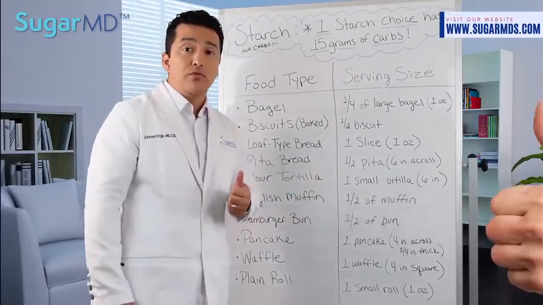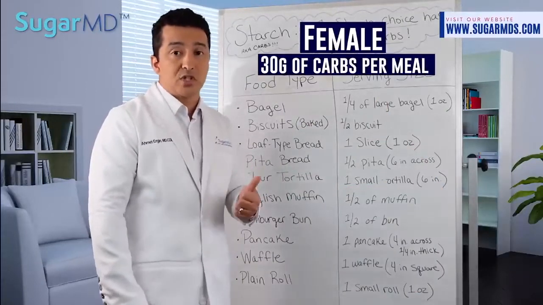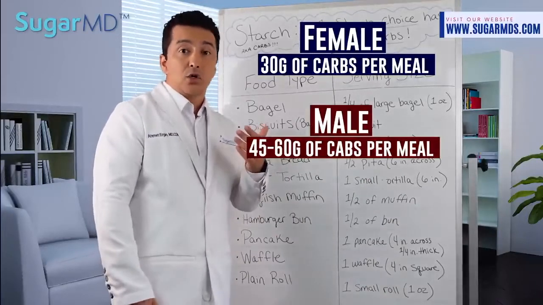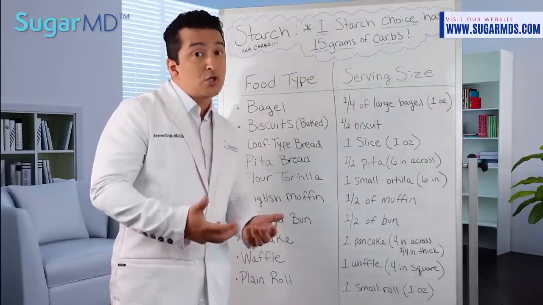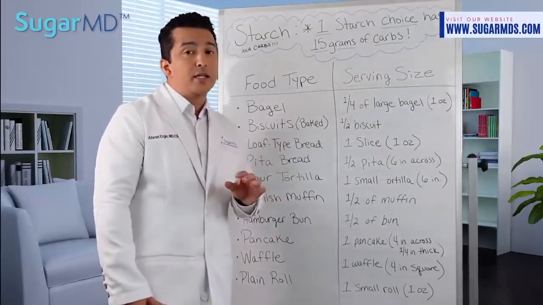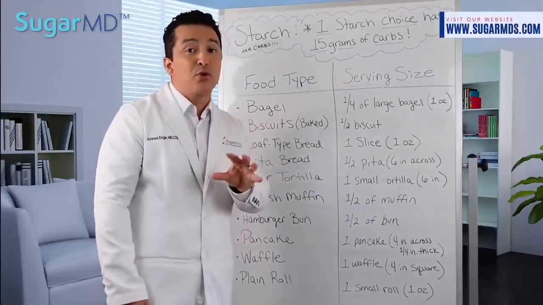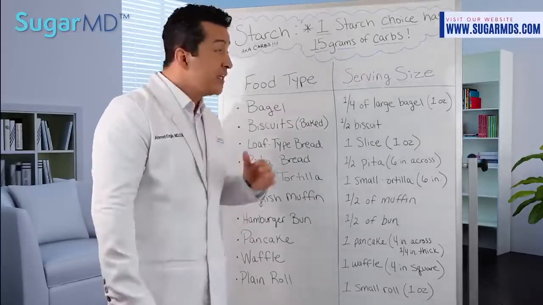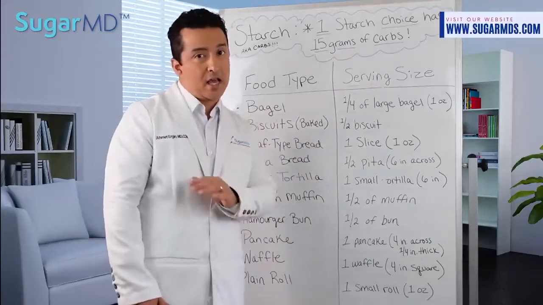A rule of thumb is that for a female, 30 grams of carbs per meal is a conservative approach, and 45 to 60 for a man is a conservative approach. You can go lower or higher depending on your diabetes control and your activity level, but what is more important is that you know how much carb you are really getting into your system. Even if you do not have diabetes, knowing this and practicing it in your daily life will help you maintain your weight a lot more easily.